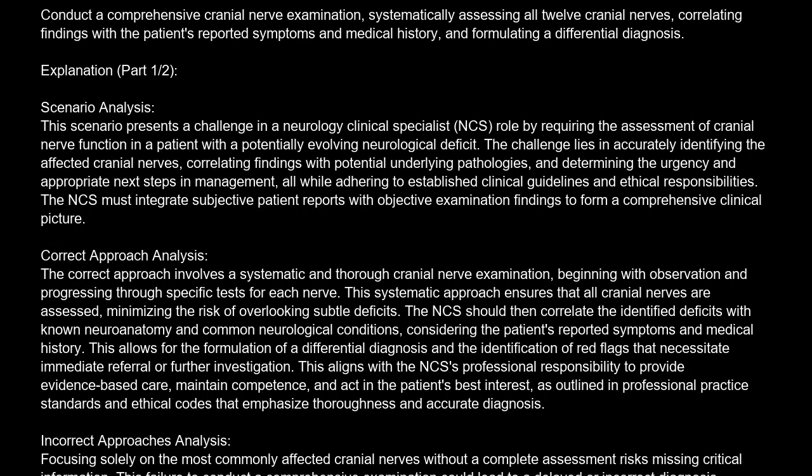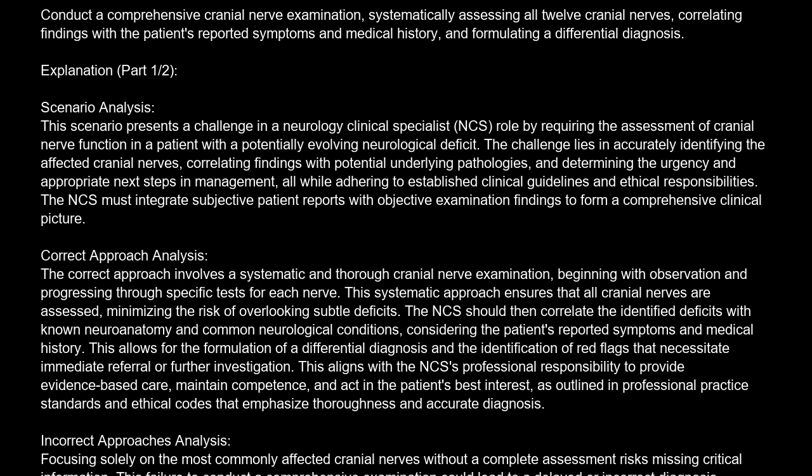The correct answer is C. Conduct a comprehensive cranial nerve examination, systematically assessing all 12 cranial nerves, correlating findings with the patient's reported symptoms and medical history, and formulating a differential diagnosis.